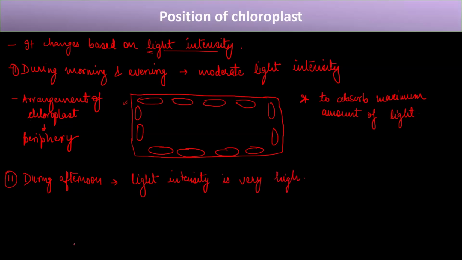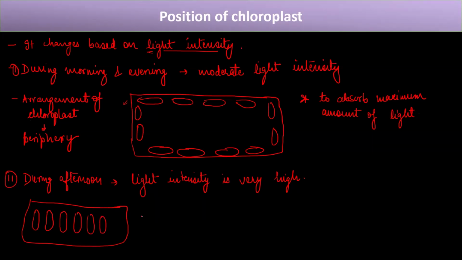So what happens in this case? Your chloroplast arrangement will look something like this. The chloroplasts will be arranged like this, so they will come to the center. When the light intensity is very high, the chloroplasts will arrange in the center of the cell. And why is it so?